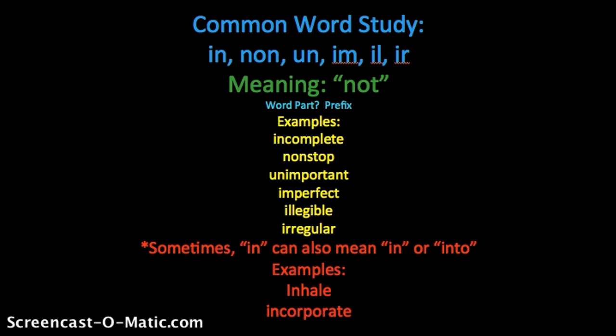The third example is unimportant. If something is unimportant, it means it's not important. Usually it's a minor detail, but it's not relevant. It's not important to whatever you're discussing. Unimportant means not important. Imperfect. If something is imperfect, it means it's not perfect. It has flaws. It has imperfections. It's just not in its perfect state.